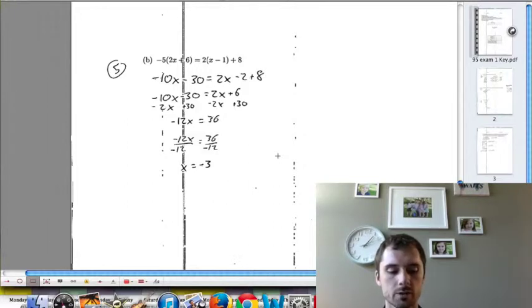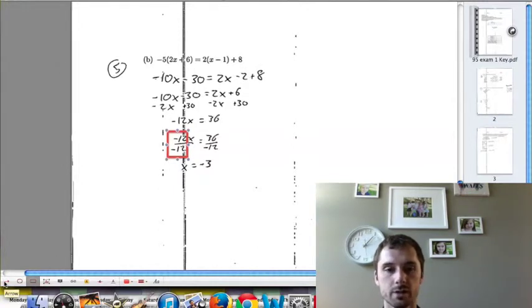So I subtract 2x from that side, I subtract it from the other side. I had negative 10x, then I subtracted 2 more, so I'm even farther on the negative, so I'm negative 12x now, and that equals 36. I'm dividing by negative 12 because it's being multiplied to the x, so I undo that by dividing.